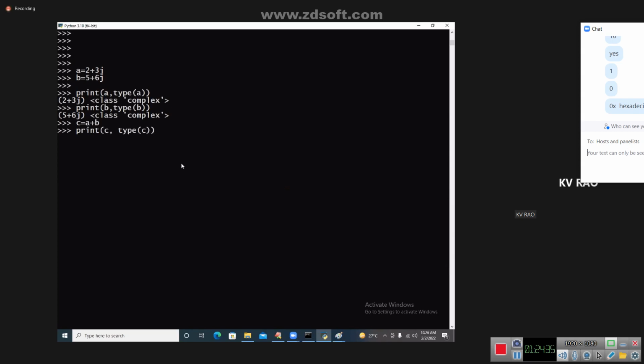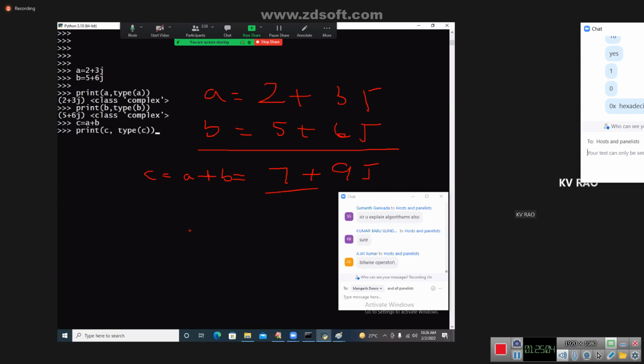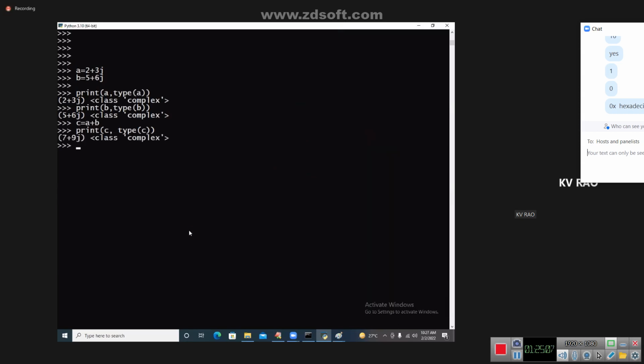So print of C, and type of C. A value, I am calculating before pressing the enter key. A is 2 plus 3j, my dear students. B is 5 plus 6j. And C is equal to A plus B, which is going to be the real part 7 plus the imaginary part, plus only, minus also you can have, you know that mathematics. So 7 plus 9j. You can apply here C is equal to A minus B.